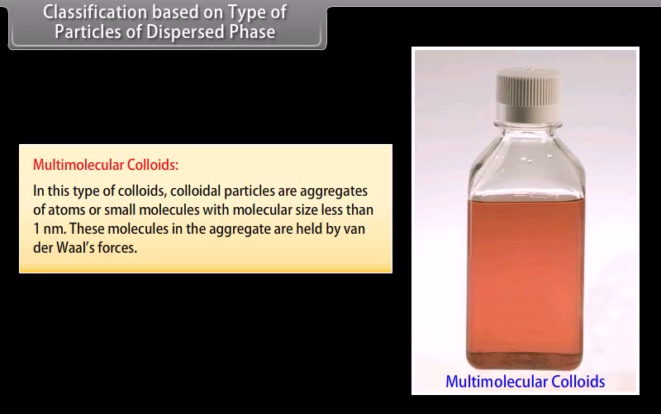Classification based on nature of particles. On the basis of nature of the particles of dispersed phase, colloids are divided into three categories. Multimolecular colloids. In this type of colloids, colloidal particles are aggregates of atoms or small molecules with molecular size less than 1 nanometer. These molecules in the aggregate are held by van der Waals forces. For example, a gold sol consists of particles of various sizes, which are clusters of several gold atoms.